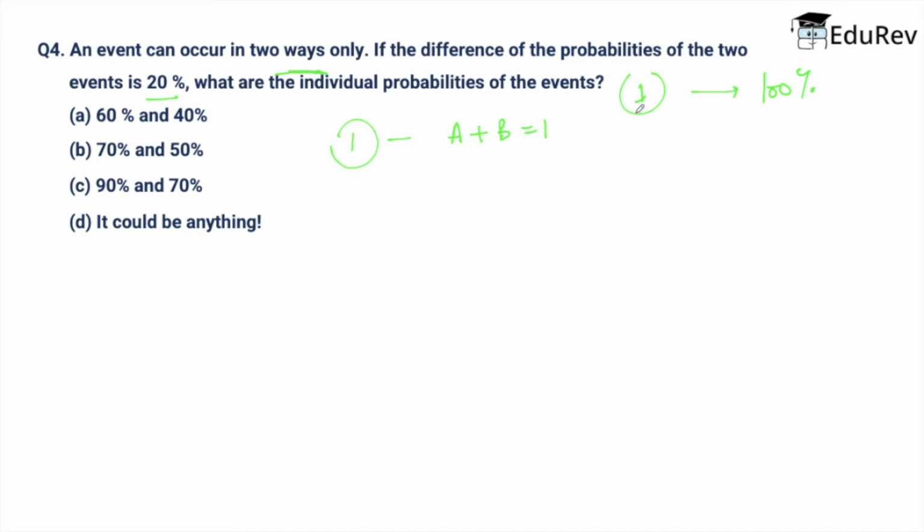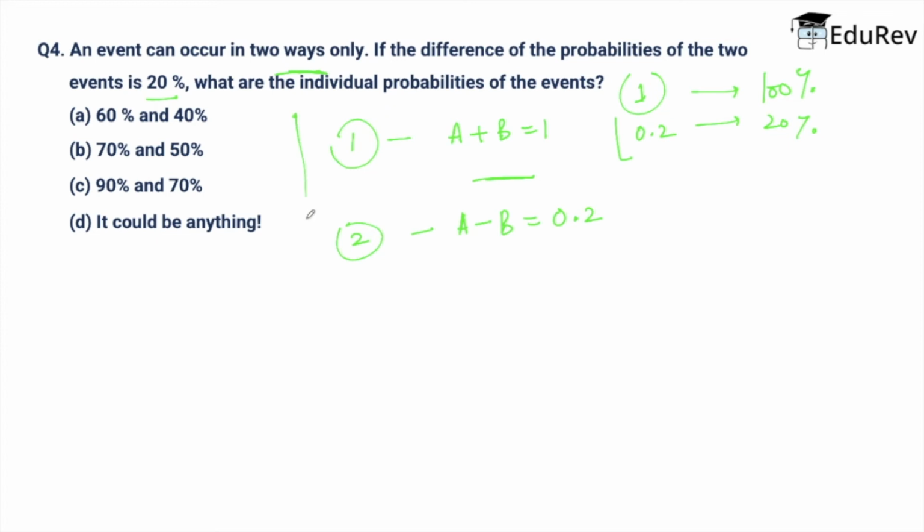Now the difference of the probabilities is given as 0.2, or I could say 20%. So the summation is given as 1 or 100% and the difference is given as 0.2 or 20%. So if A and B are the 2 probabilities that we have taken, I have formulated the first equation, that is A plus B needs to be equal to 1. Similarly, because of this difference, I can also formulate one more equation, that is A minus B has to be 0.2. This is equation 2.